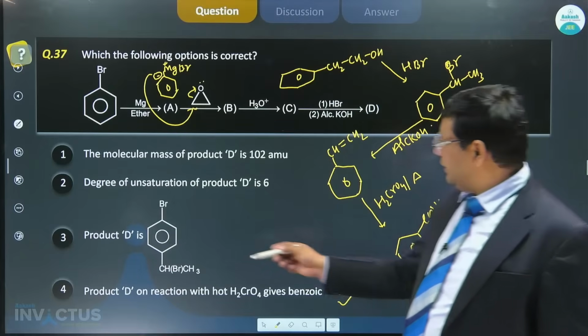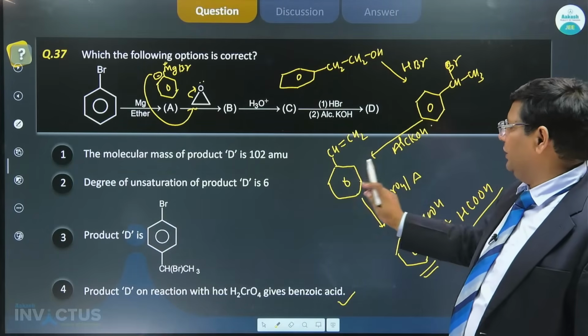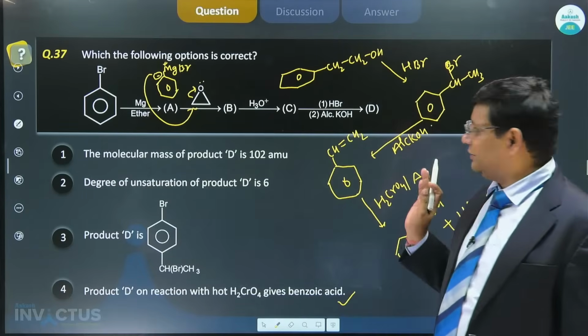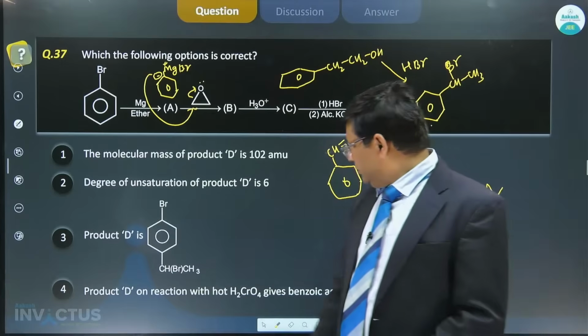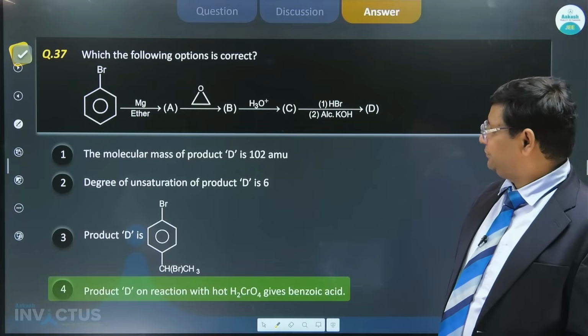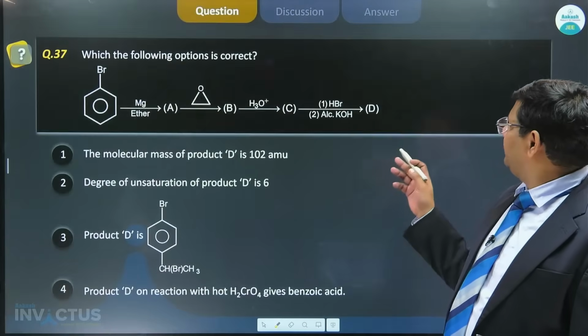It seems to be very clear, because this is wrong. Degree of unsaturation of D is 6. No, it is 5 only. 4 plus 1, 5. So molecular mass we can check, right? So now 4 will be the correct option for this. Let me check the answer for this. So you can note down the solution of this particular question.